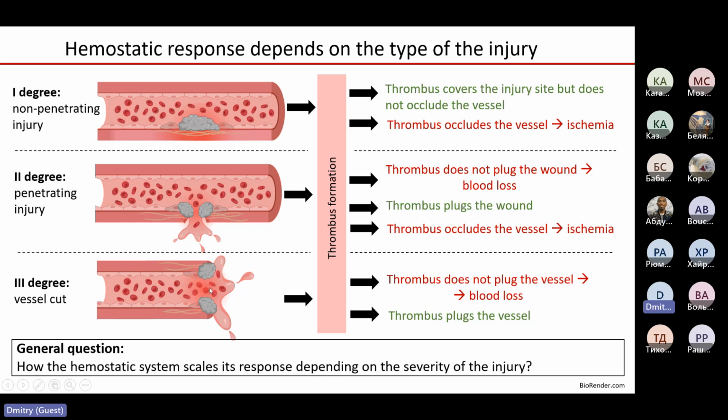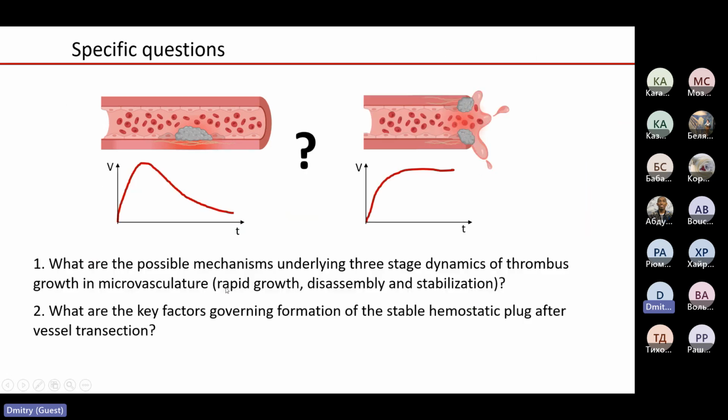So the big question that a lot of teams all over the world try to answer is how the hemostasis system scales its response depending on the injury type. So how does it happen that here, under normal conditions, we don't have a vessel occlusion, but here the hemostasis system under normal circumstances builds the occlusive thrombus to prevent the blood loss? So this is a big question.